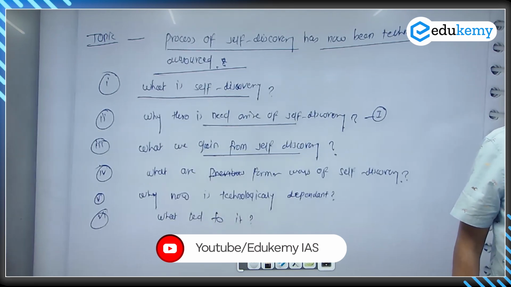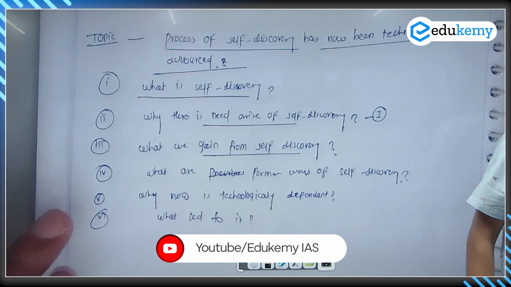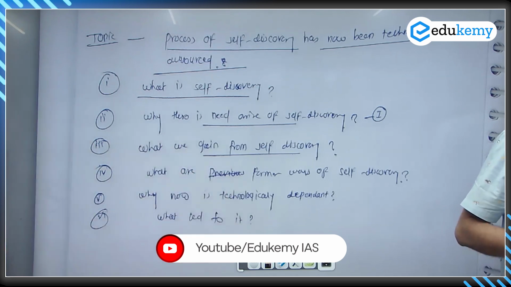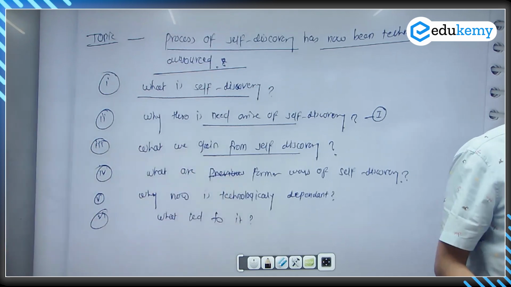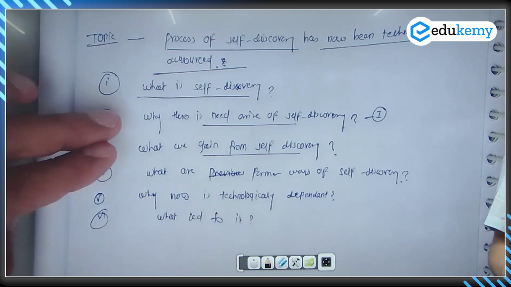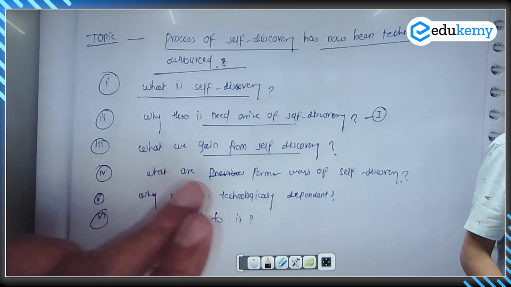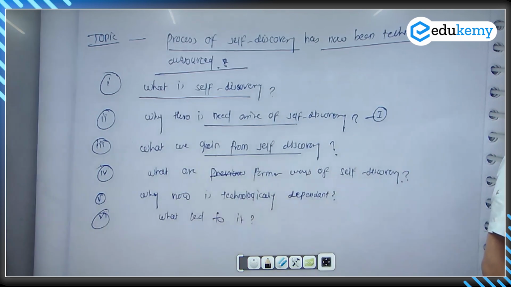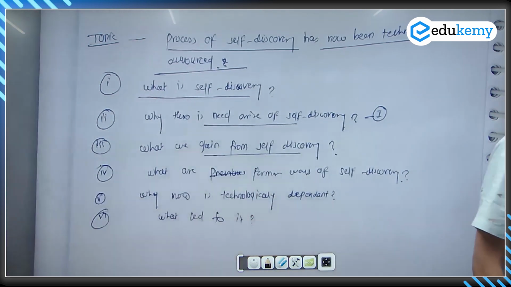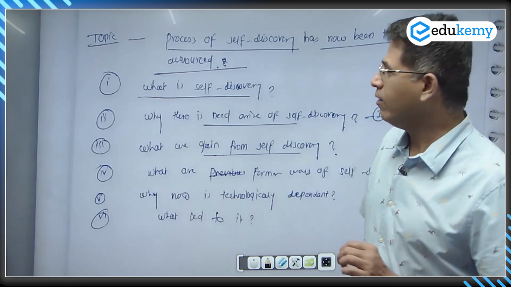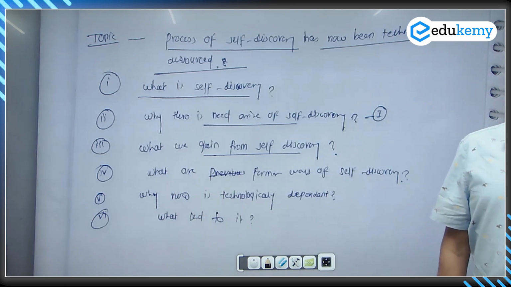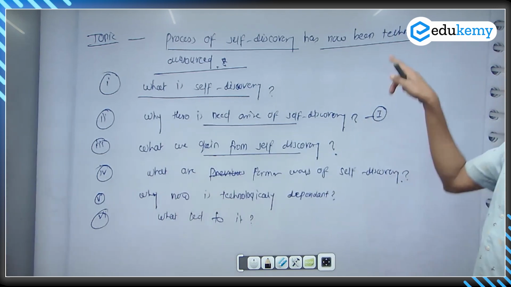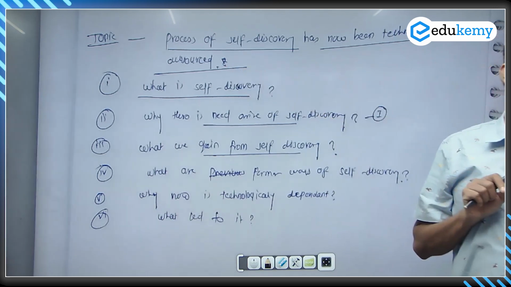The first question is, what is self-discovery? Why is there a need for self-discovery? Basically, why do we need self-discovery? What do we gain from self-discovery? What are former ways of self-discovery? Why is it now technologically dependent? ये 5 questions हैं. अब आप बताओ, ये topic self-discovery पे है, या is it about technological outsourcing for self-discovery?